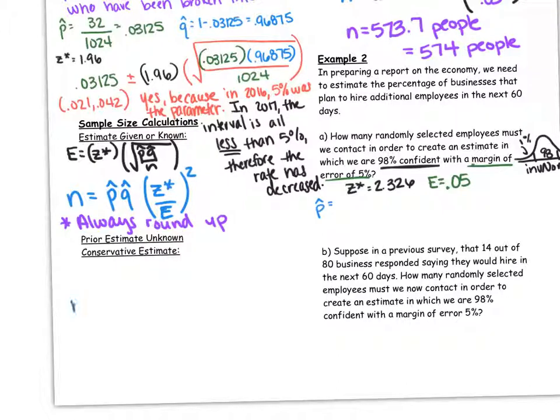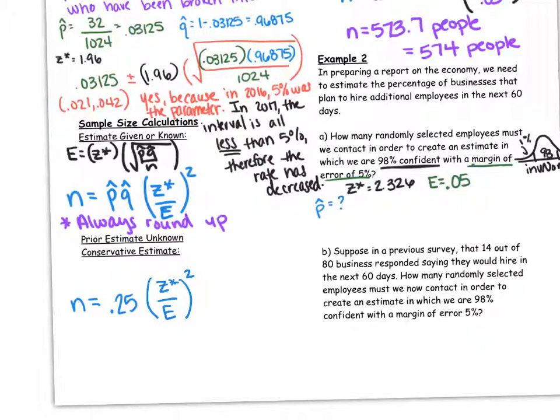The new equation is n is equal to. We call this when the prior estimate is unknown, or conservative estimate. If we don't know p hat and q hat, we say n is equal to 0.25. And that's because we're making this p hat value 0.5 and this q hat value 0.5. When you multiply 0.5 by 0.5, what do you get? 0.25. So you're going to make p hat 0.5, q hat 0.5 if you don't know, and just make them both a half. And you multiply this by z star over e squared. But you only do this when you don't know the p hat and the q hat.